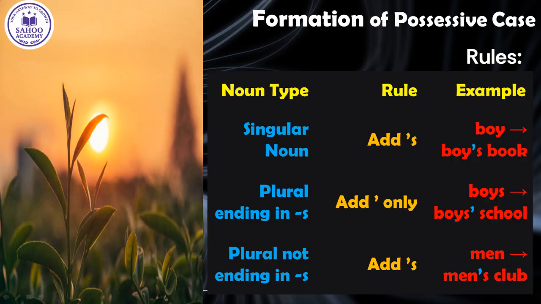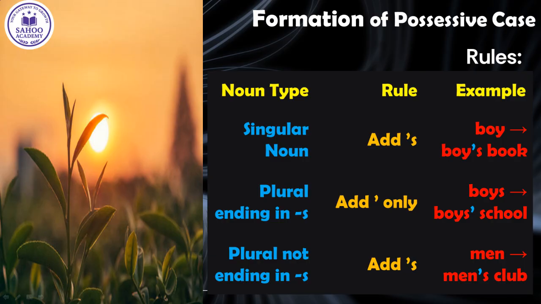For a singular noun, boy becomes boy's books. Just look at the apostrophe used here. Okay. For a plural noun ending in s, boys becomes boys' hostel. Look at the apostrophe here. Again, for a plural noun not ending in s, men becomes men's club. Okay. So use of apostrophe is important. Look at the use here.